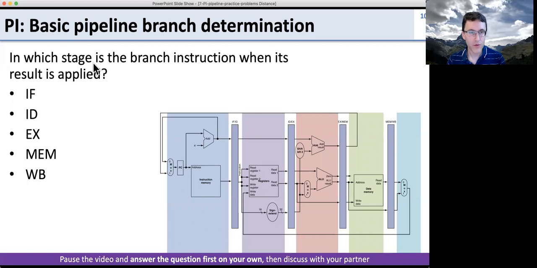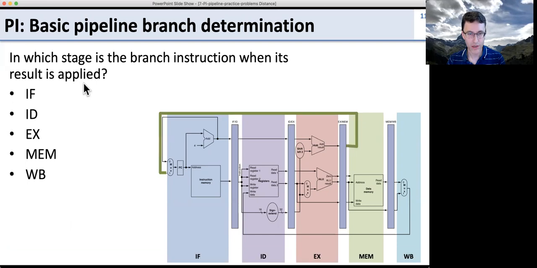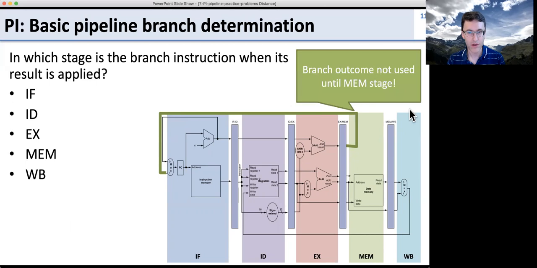Okay, so the question here is: in which stage is the branch instruction when its result is applied? So to take a look at this, you can look at this path here. We see from this path that when the branch instruction gets to memory, then it is sent back here and sent to be the next PC. So it's not used until we get to the memory stage. That's the answer. Now this is going to be really important in a later problem. So remember that when the branch instruction gets to memory, that's when we figure out what the next PC is to update.